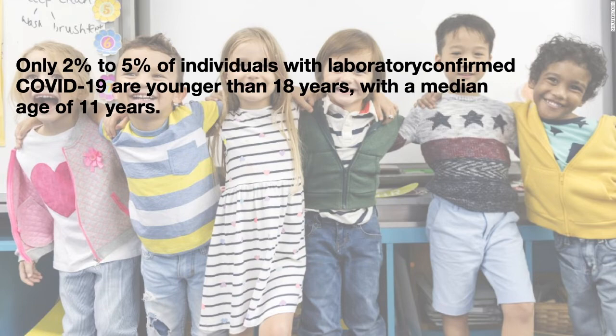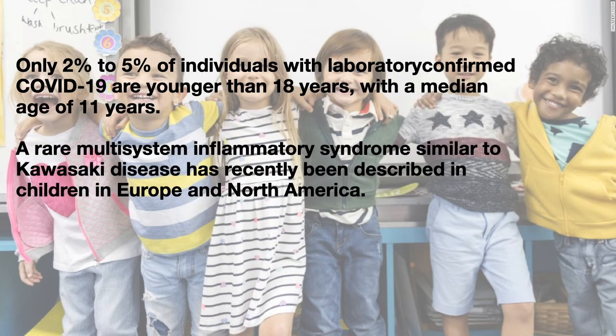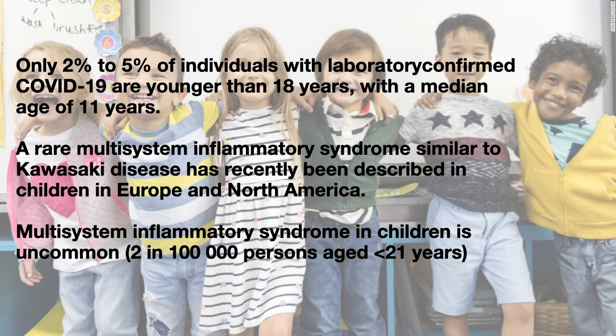A rare multisystemic inflammatory syndrome similar to Kawasaki disease has recently been described in children in Europe and North America. Even this multisystemic inflammation is extremely rare, with an incidence rate of only 2 in 100,000 patients aged less than 21 years. So the disease affecting children is very mild, and rarely are children getting infected.